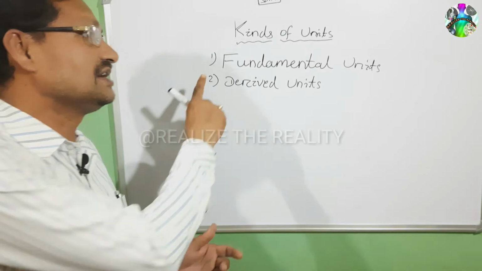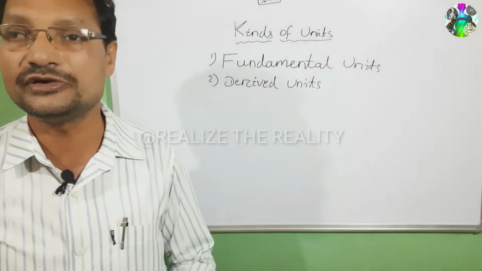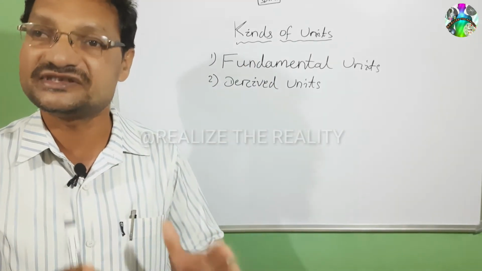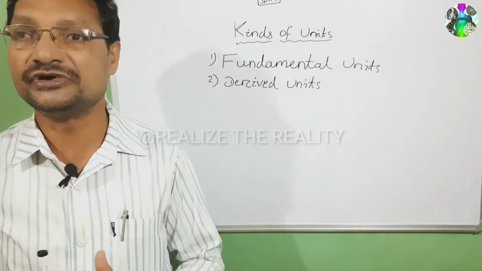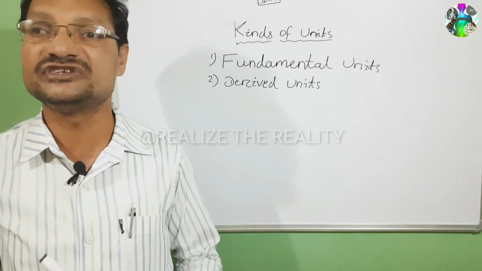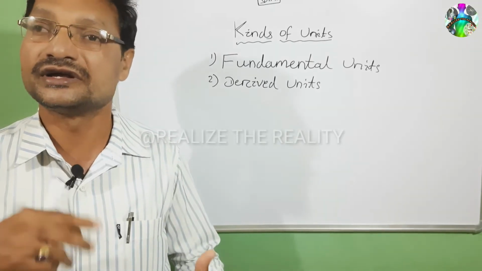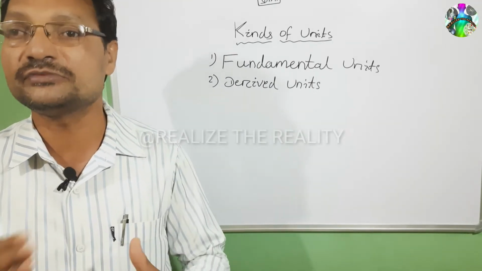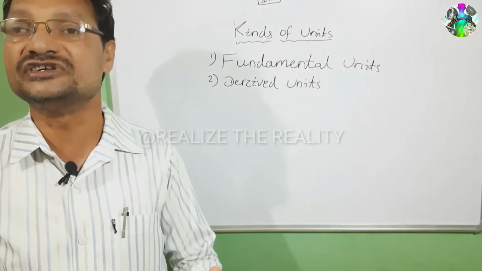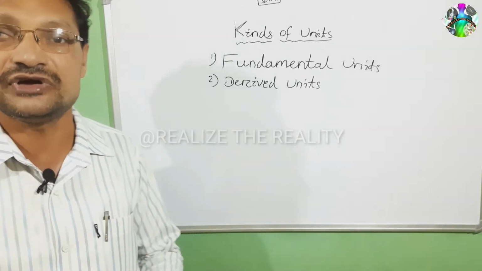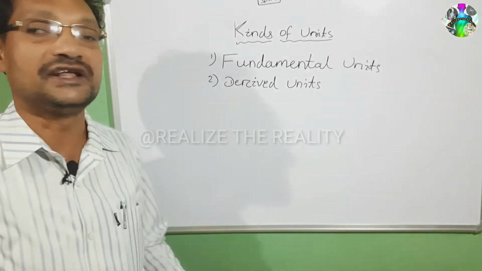First kind is taken as fundamental unit. What is fundamental unit? Fundamental unit is called basic unit or the foundation of the unit. It is an independent unit which cannot be changed or cannot be related to any other fundamental unit. And this is the foundation on which other units are derived. That is why the second kind we can say is derived unit.